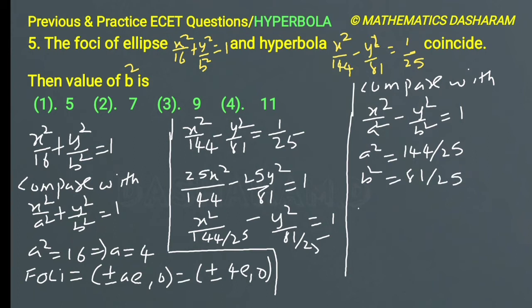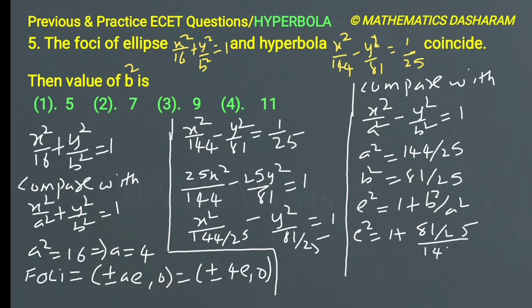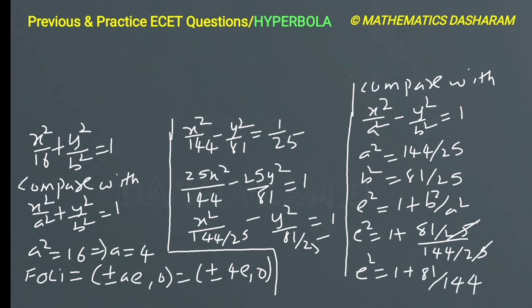Next I am going to find the eccentricity value for the hyperbola, that is 1 plus b square divided by a square. So E square equals 1 plus b square value 81 by 25, a square value 144 by 25. So 81 by 25 divided by 144 by 25. Here 25 cancels. E square equals 1 plus 81 divided by 144. By simplifying this, we get E equals 15 divided by 12.